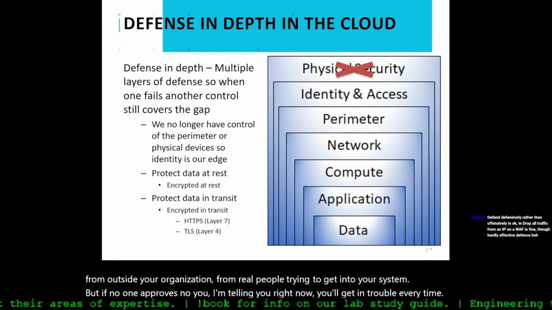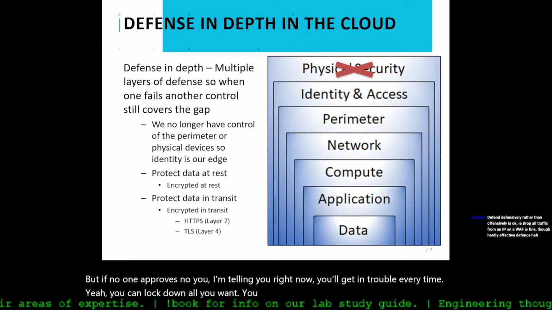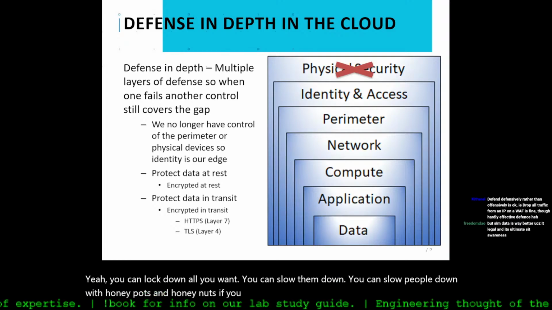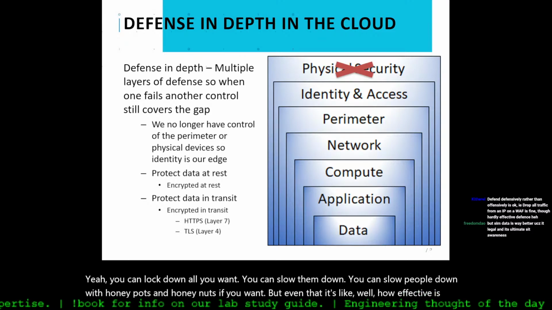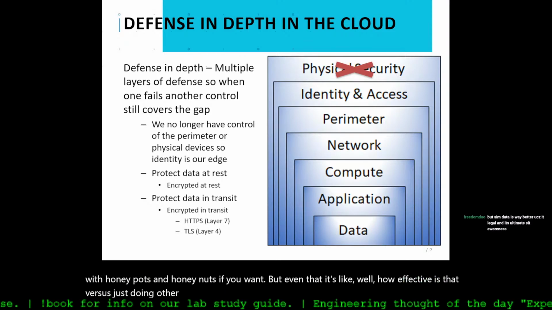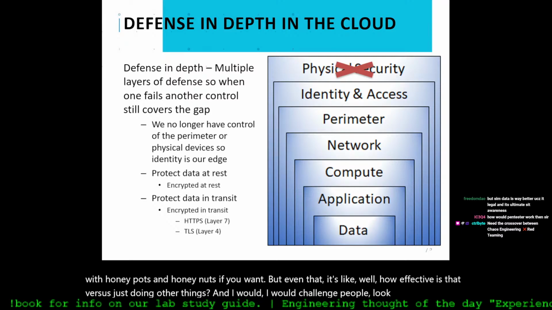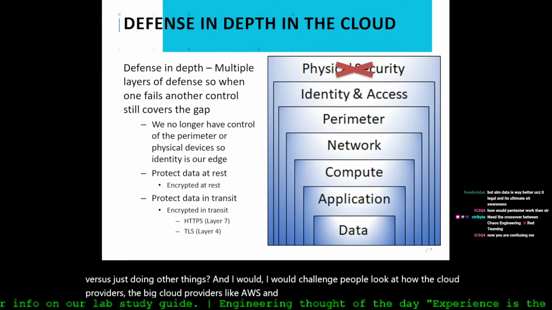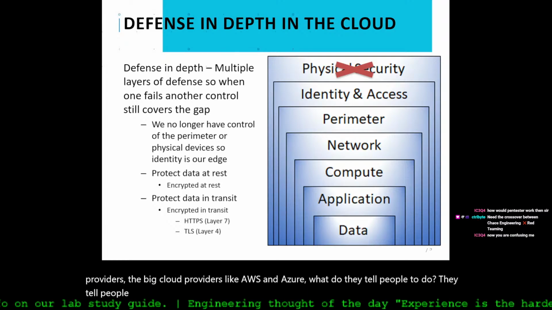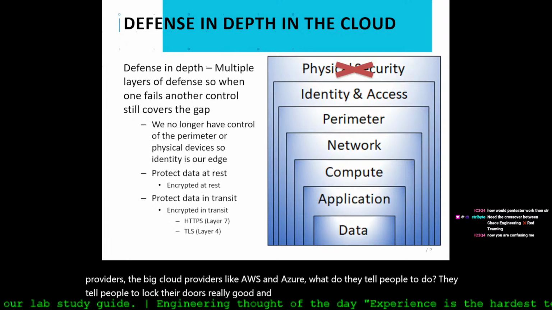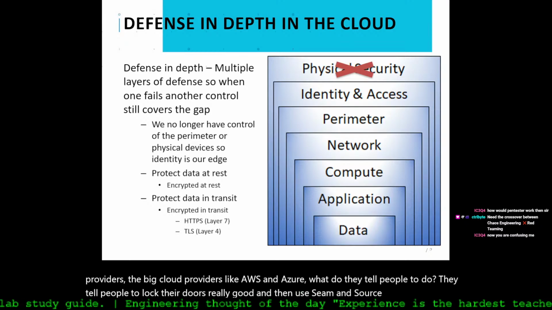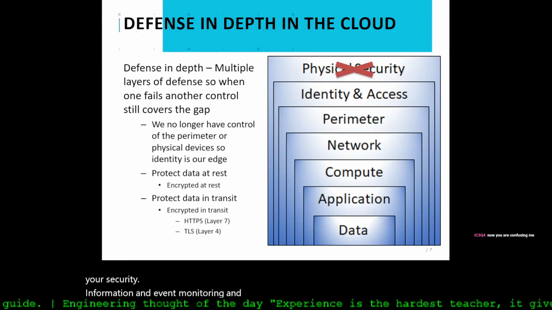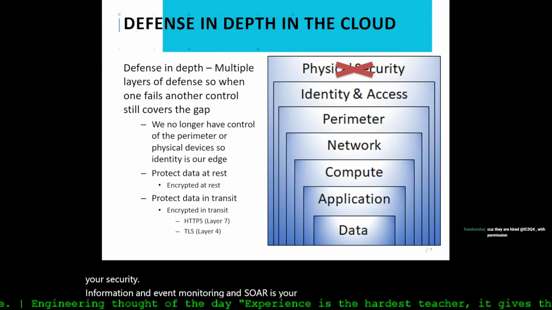Yeah, you can lock down all you want. You can slow people down with honeypots and honeynets if you want. But even that, how effective is that versus just doing other things? I would challenge people: look at what the big cloud providers like AWS and Azure tell people to do. They tell people to lock their doors really well and then use SIEM and SOAR solutions. SIEM is security information and event monitoring, and SOAR is security orchestration and remediation.